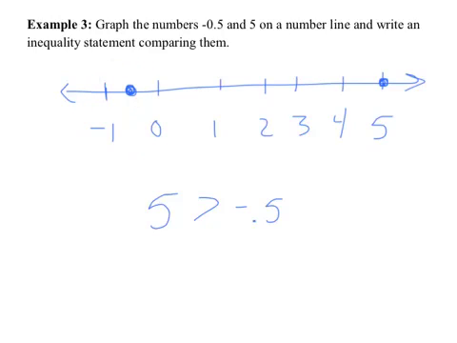But -0.5 is to the left of 5. So you could also have written it this way. -0.5 is less than 5. So either of these answers are correct in this case. Very basic example of number lines and inequalities.